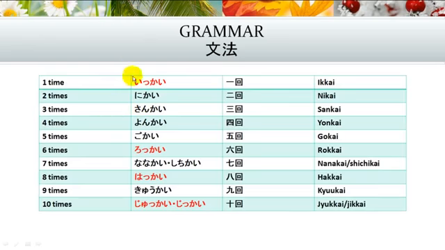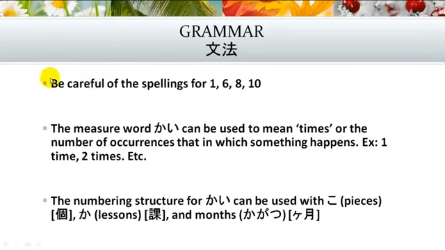Okay, let's go through some more measure words. 1回、2回、3回、4回、5回、6回、7回、8回、9回、10回. Be careful of the spelling for 1, 6, 8, and 10. The measure word kai can be used to mean times or the number of occurrences in which something happens. So for example, 1 time or 2 times. Also, the numbering structure for kai can be used with ko, which is used for pieces, and ka, which is used to express lessons and months, which uses kagatsu.